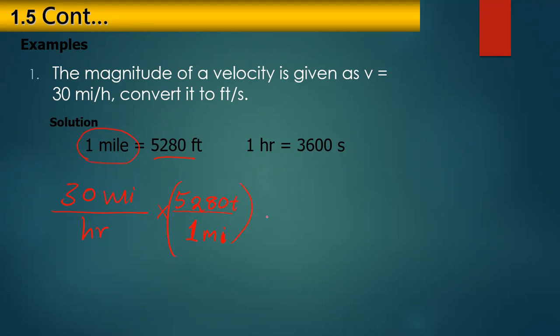So this is what I'm going to do. And then 1 hour, for it to cancel with this hour, it means that it has to be on top. It has to be the numerator. And then 1 hour is equal to what? 3,600 seconds.